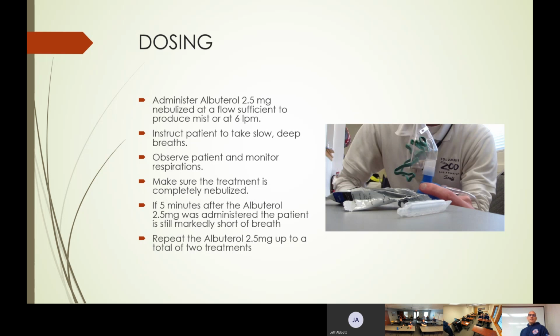Instruct the patient to take slow, deep breaths again. And this is again where I would say, hey, I'm going to put this mask on you, administer a little bit of medicine. As best you can, take a good deep breath, try to hold it for a second so that medicine can work, and then breathe out. So you want to, again, try to coach them through that.